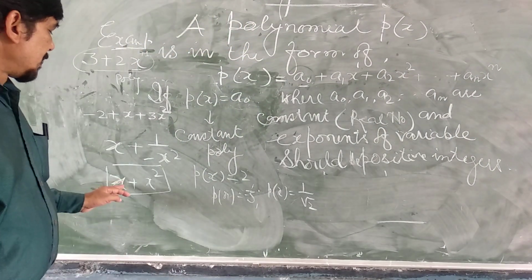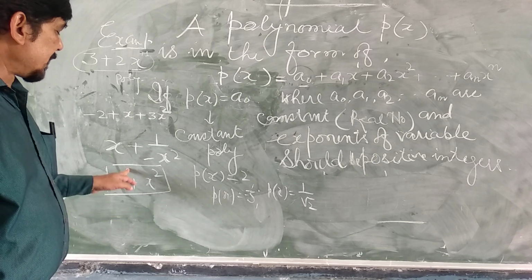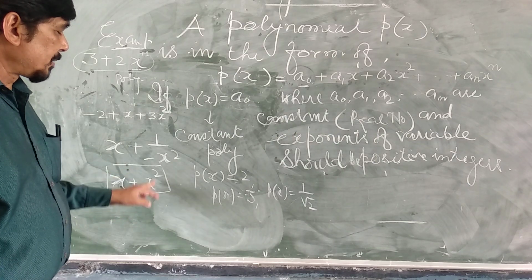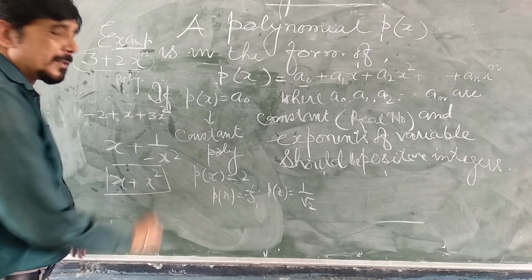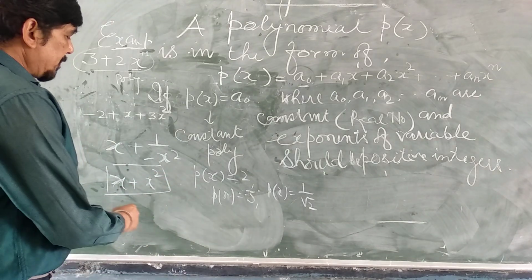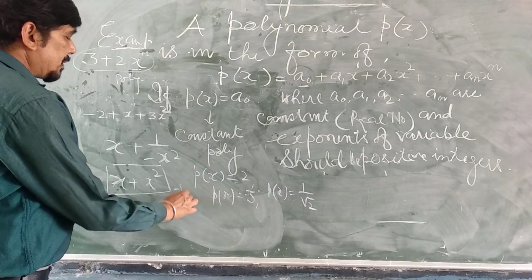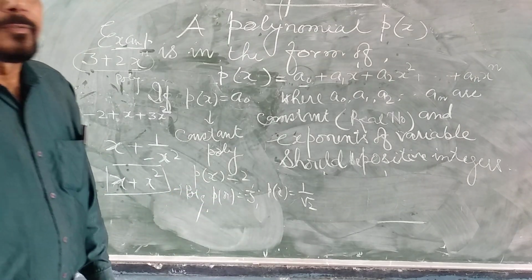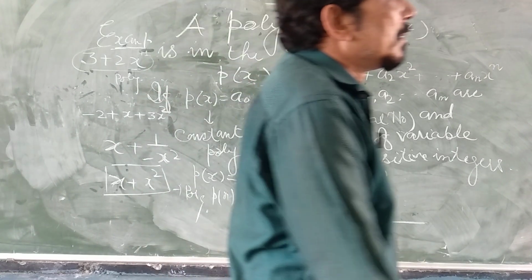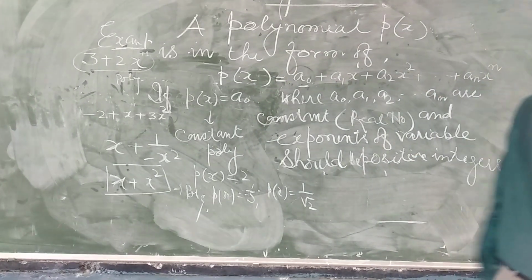Here in the first term the exponent of x is plus 1 and in the second term the exponent of the variable is plus 2. Both are positive integers, therefore it is a polynomial. Okay? So first we look at the given expression and rewrite it in the right form.